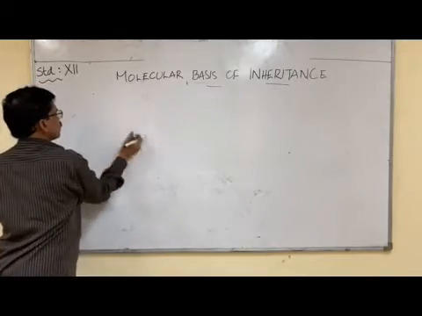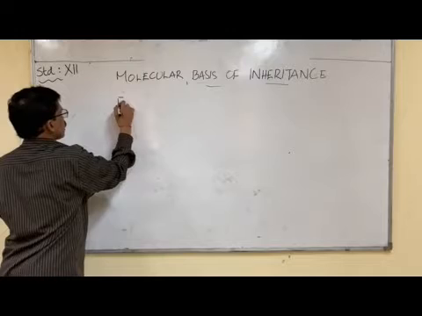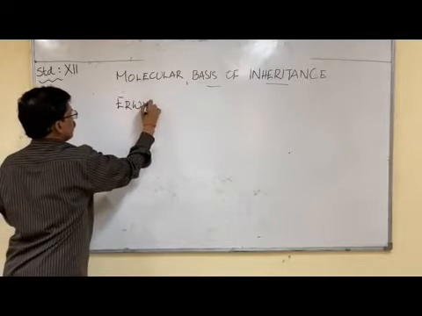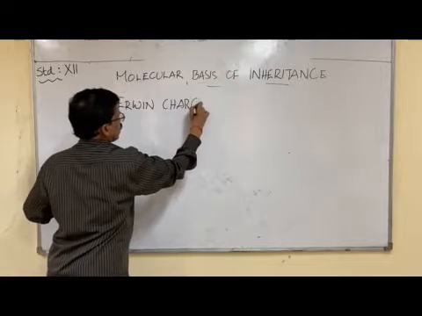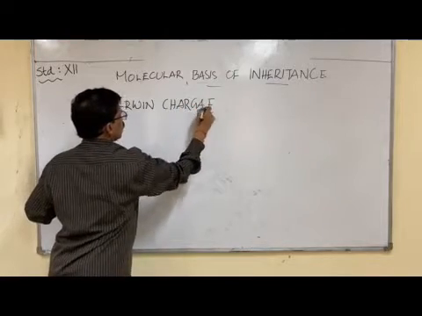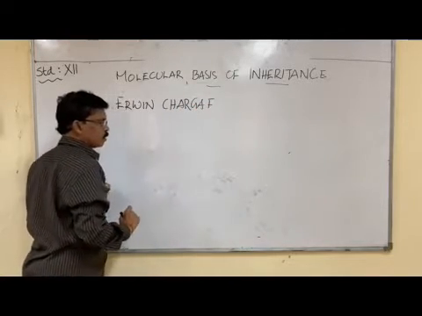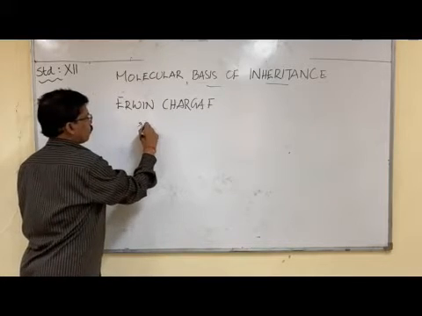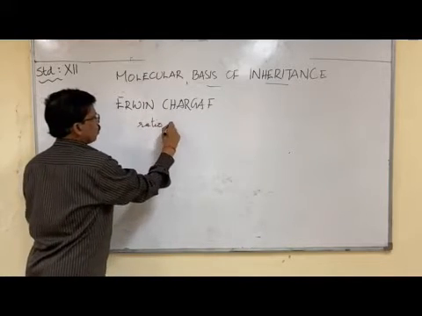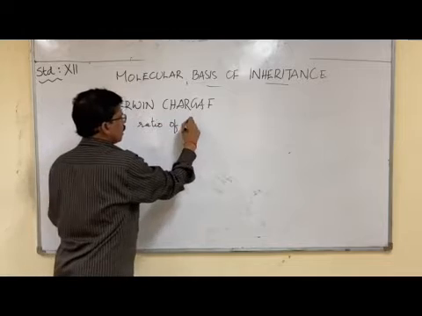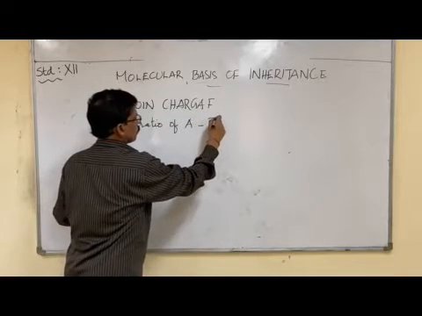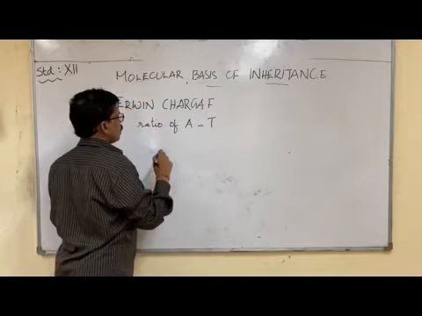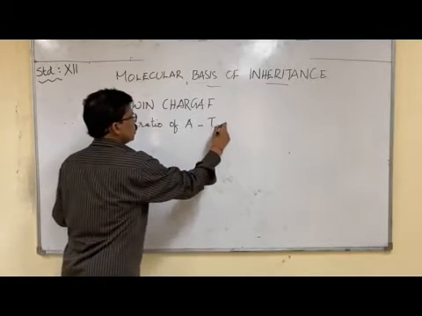Now, we are studying the contribution of Erwin Chargaff. Erwin Chargaff was a scientist who identified that the ratio of adenine and thymine in a DNA is equal.